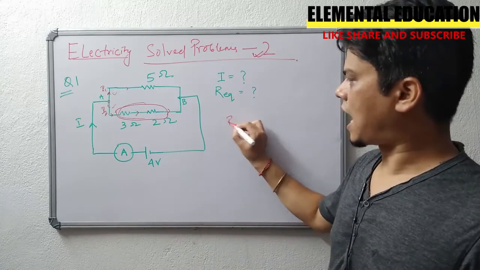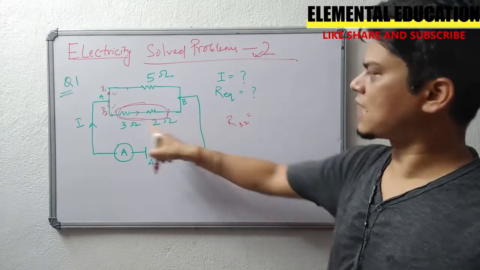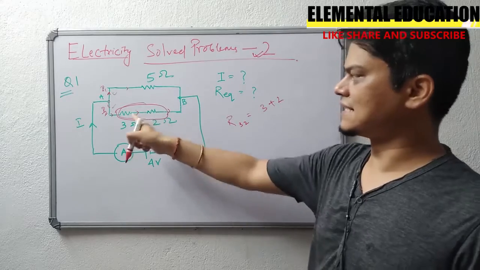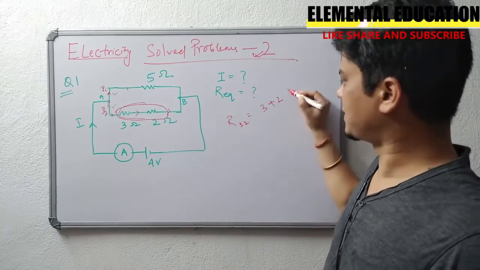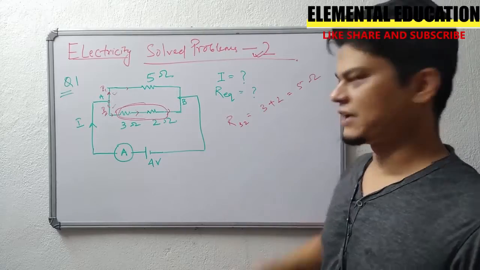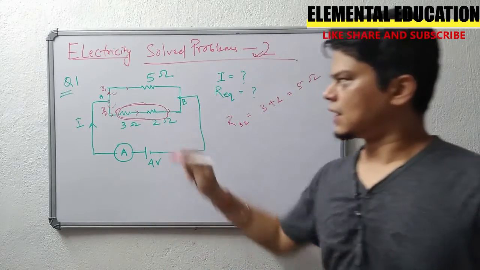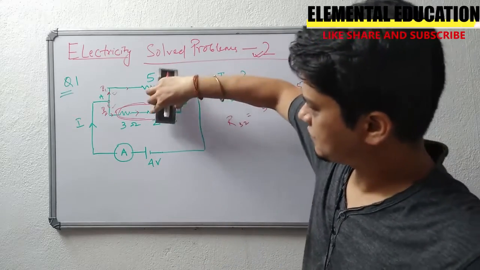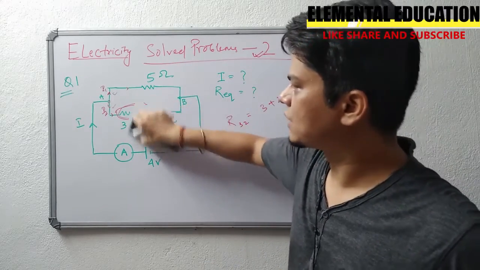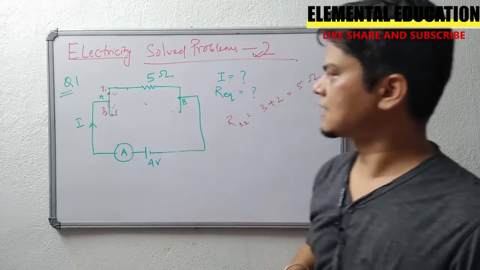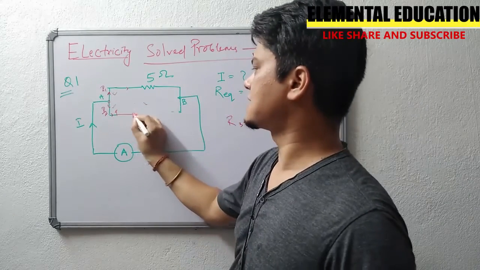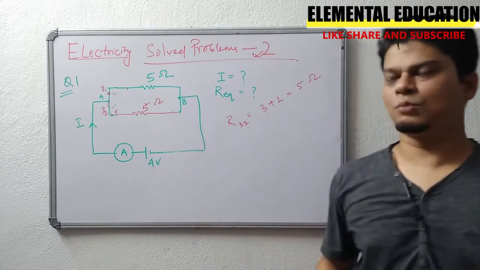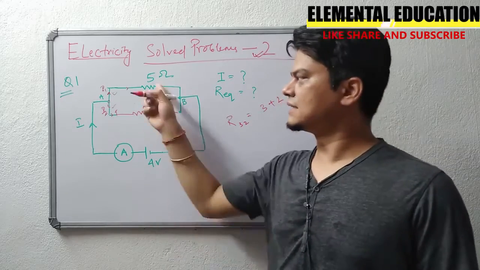Let us assume R32 I am finding. So it is 3 plus 2, because these are in series, so the resistances will be added up. So this is 5 ohm. Now this 5 ohm I can replace. Instead of writing 3 ohm and 2 ohm, I can just write a single resistance of 5 ohm. If this is 5 ohm and this is 5 ohm, then these two are in parallel.